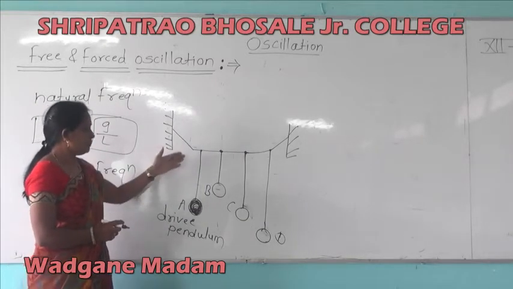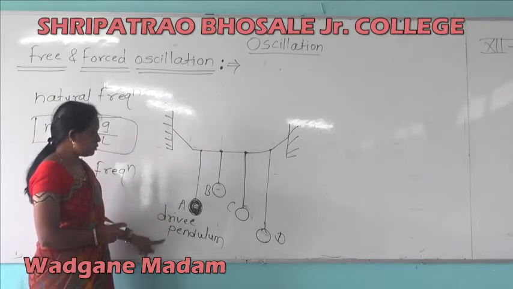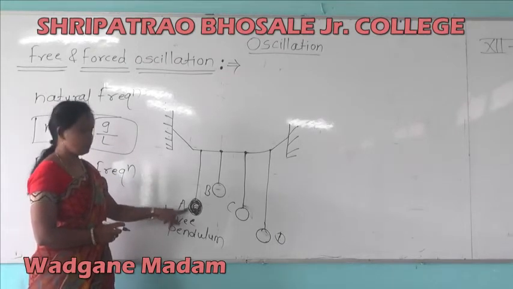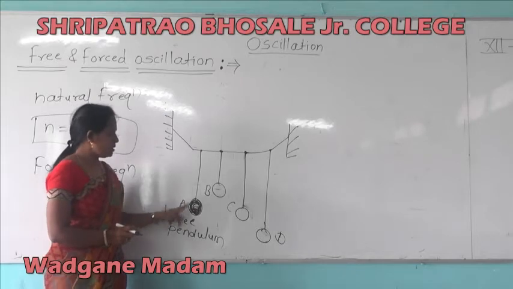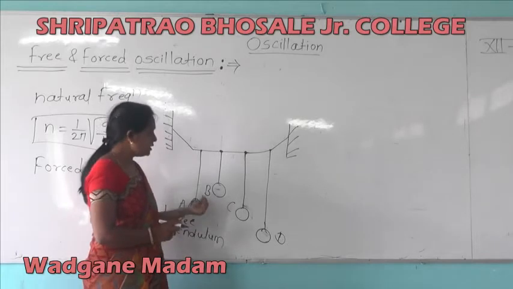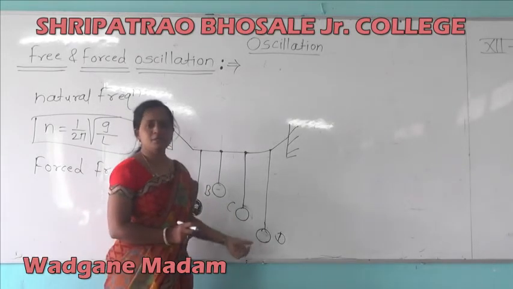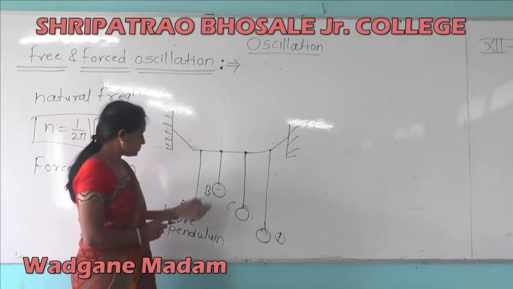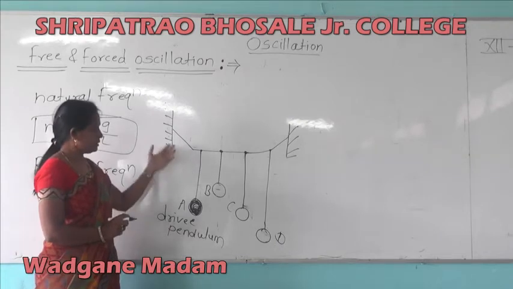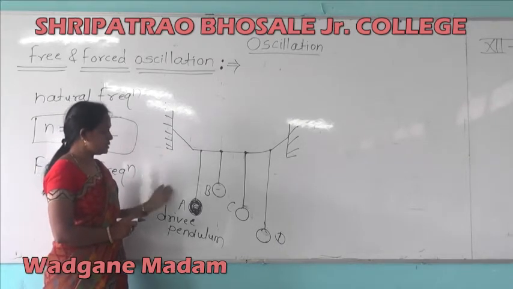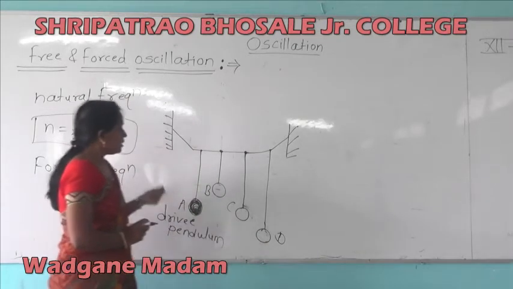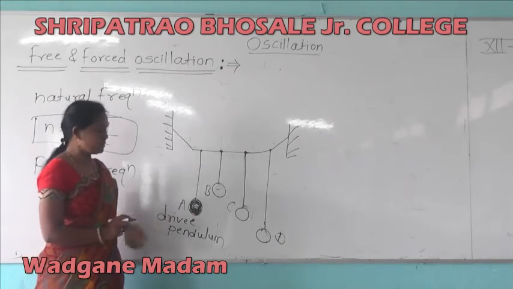Consider the pendulums. A is the driver pendulum or source pendulum, having a spherical bob made of a solid rubber ball. The other three pendulums, B, C, D, are hollow pendulums. The arrangement of the pendulums is as shown in the figure. When the length is the same, the frequency is the same.